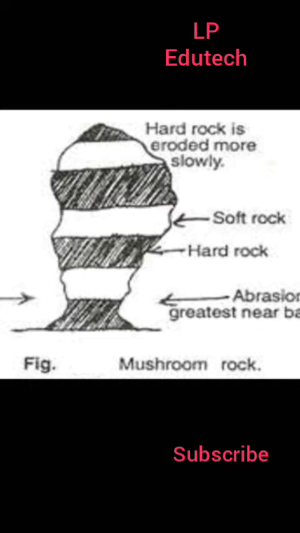If it is a hard rock, then the erosional work is decreased, and if it is a soft rock, then the erosional work is increased. It keeps on affecting it. And this is how we get the mushroom rock. As it has the shape of a mushroom, it is called a mushroom rock.